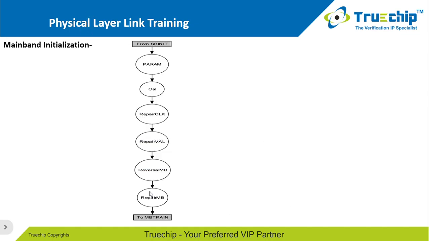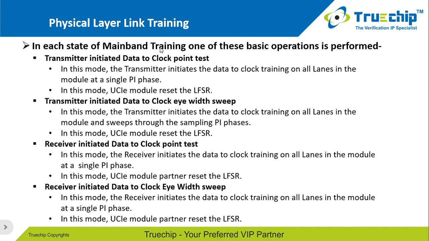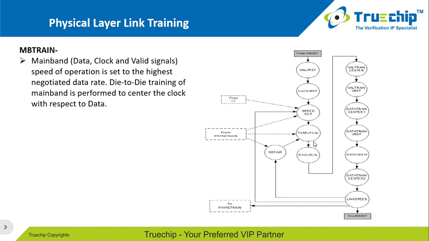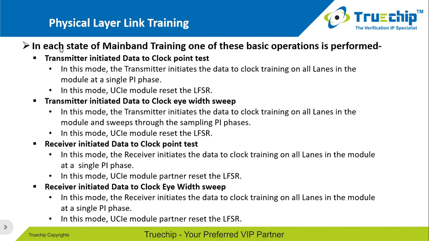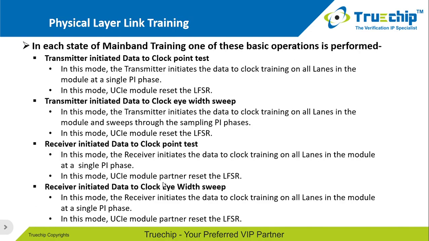These are some substates of mainband initialization. After going through these substates, the physical layer will move to MB train state. We can see that the MB train state also has some substates. Going through these substates, the physical layer will move to link init state. And one thing to note is that each state will perform an operation. Here are the 4 basic operations. Each substate of MB train will perform one operation out of these 4 operations.